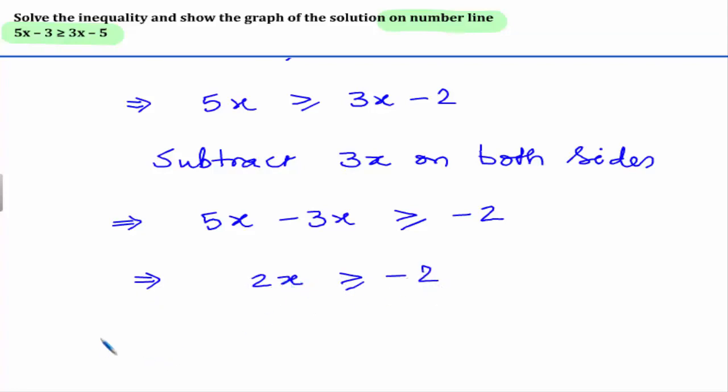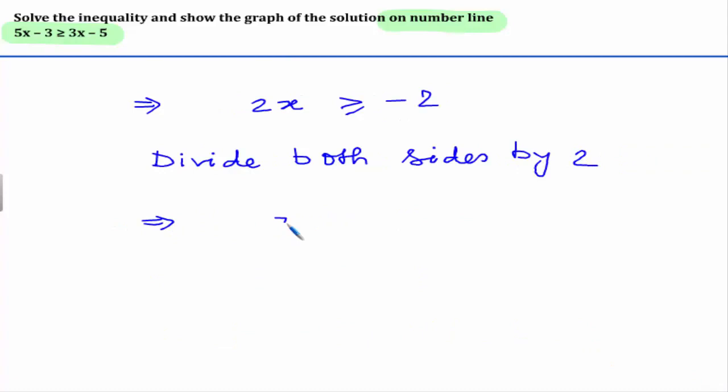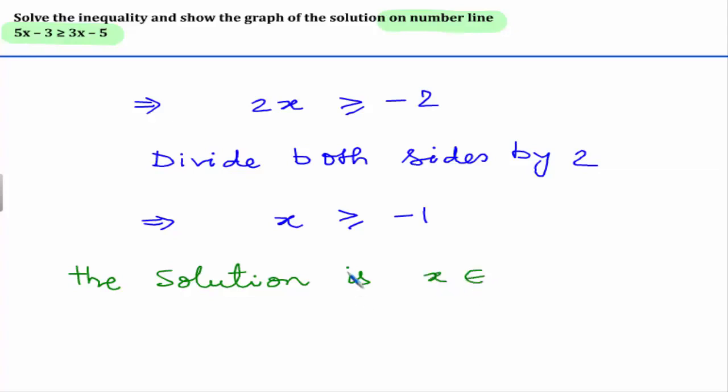Now to get only x here, what we need to do? We have to divide both sides by 2. And here we get x greater than or equal to minus 1. And the solution is x belongs to minus 1. As you know that it also includes minus 1, therefore we'll take a closed interval, up to infinity.